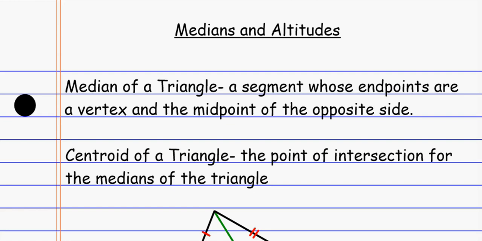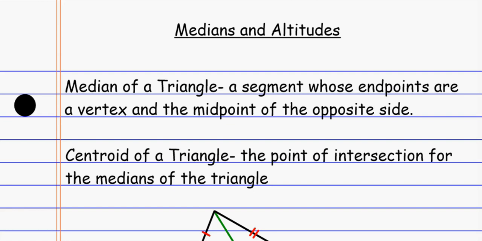And so the first thing we've got to look at is a median. A median itself basically goes from the vertex to the midpoint of the opposite side. So it's a segment whose endpoints are a vertex and the midpoint of the opposite side. So we just go from one of the points on the triangle, and we just travel to the midpoint of the opposite side. That's a median, all right?